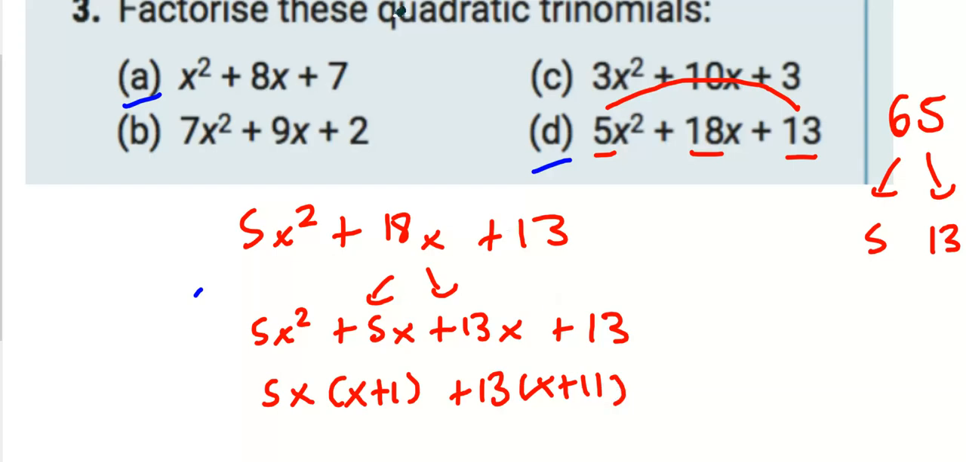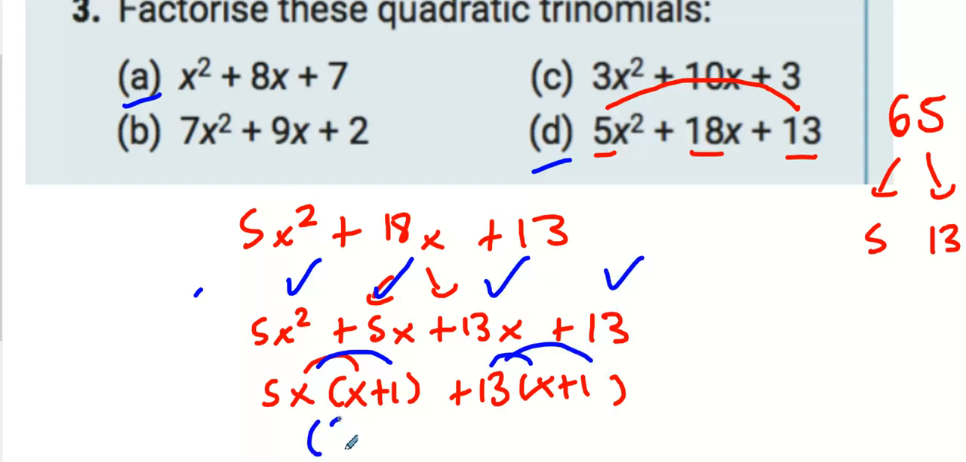I messed up there, didn't I? It's not 11, it's 1. Check your answer. How do I check my answer? Multiply it back out. And does it work? 5x times x, 5x times 1, 13 times x, 13 times 1. Everything's good. And then put them into their 2 brackets.